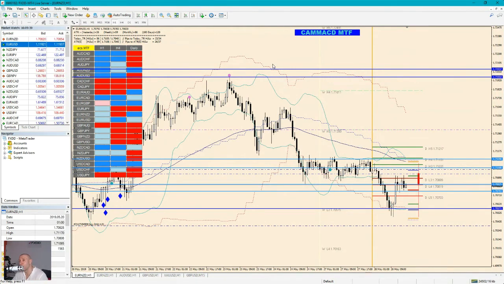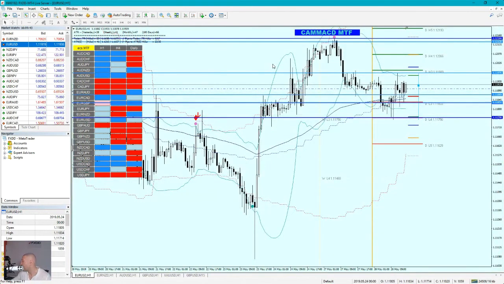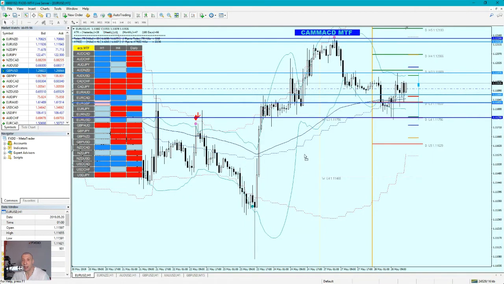Now I'm really focused on this Euro dollar because if Euro dollar goes up, definitely we should see a follow up also on Euro New Zealand and the GBP dollar too, guys. Yeah, the GBP dollar could actually turn to the upside.